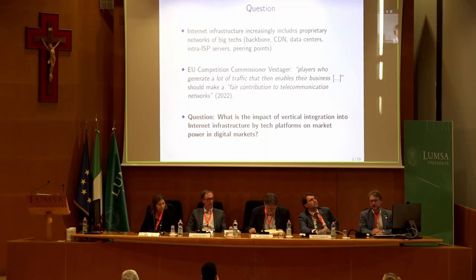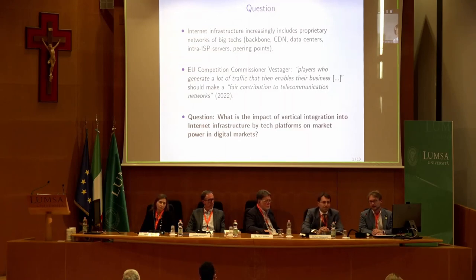The regulation reason is that the net neutrality debate is back on the table. Earlier this year, EU Competition Commissioner Vestager said that players who generate a lot of traffic that then enables their business should make a fair contribution to telecommunication networks. What this means is that big tech firms should pay more to telecommunication firms that invest heavily in internet infrastructure, which is a shift from the old policy stance, where anyone could send their content over the internet free of termination charges. But this was largely developed in a world where, generally speaking, an internet service provider and, say, a provider of a search engine were two very different things. So this leads to my research question: what is the impact of vertical integration into internet infrastructure by tech platforms on market power in digital markets?